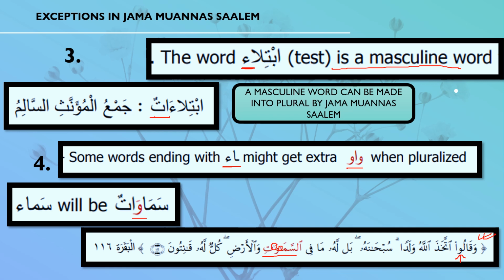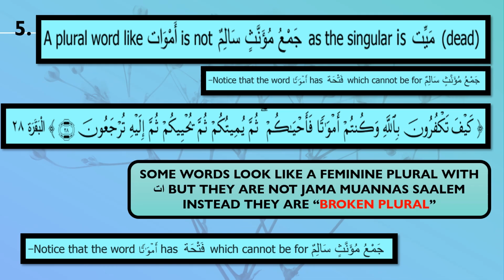So let's check another example, exceptions in Jama Muannas. Amwat is another exception in Jama Muannas. As you can see from the letters alif wa ta, one may think it is a Jama Muannas, but it's a plural word. Still, it is not a Jama Muannas. It is the plural of Mayyit. Mayyit is the singular and means dead, and the plural of Mayyit is Amwat.